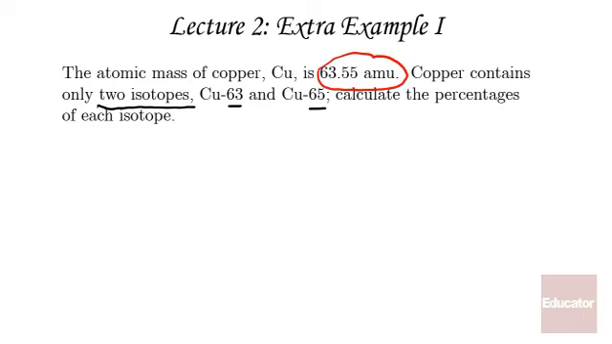Now let us suppose that copper 63 has a mass of exactly 63 AMUs per atom.